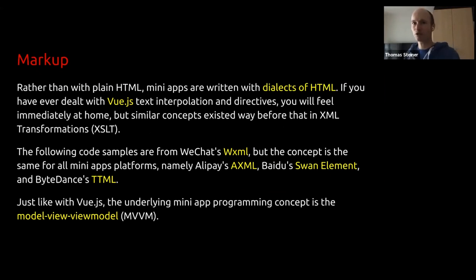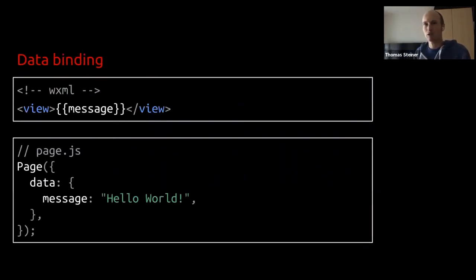I have to say the following code samples are all from WeChat's WXML, but the concept is the same for all the mini apps platforms. For Alipay, the thing is called AXML. For Baidu, it's called Swan Element. For ByteDance, it's TTML and so on. The underlying programming model is the model view model controller idea, so it's similar to the Vue.js concept of programming. Let me show you some examples to make it clearer.